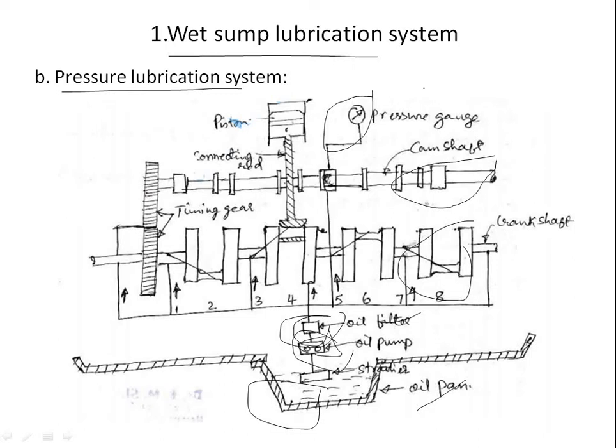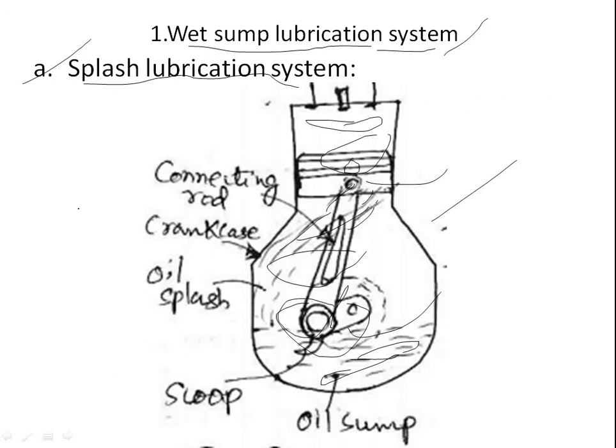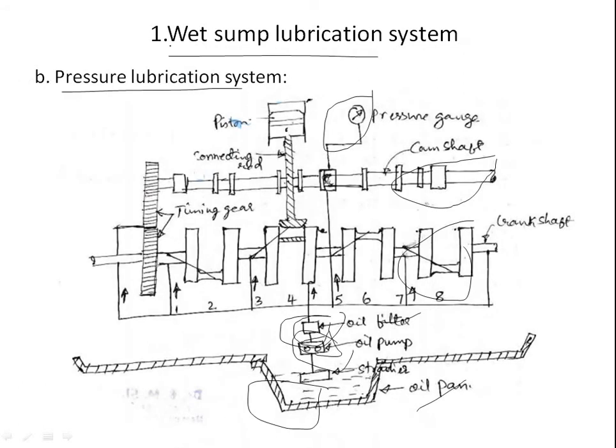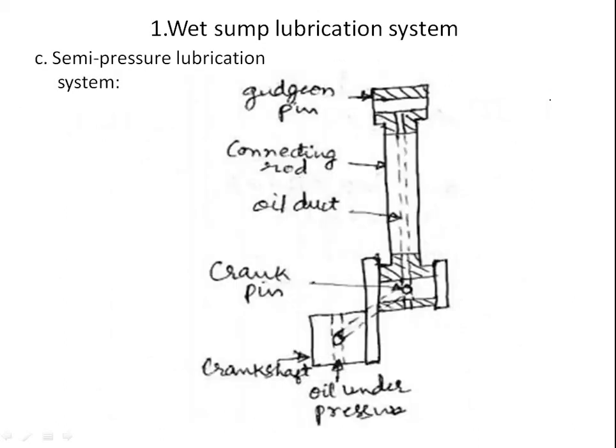A combined splash and pressure lubrication system is even more effective in IC engines. If we combine splash lubrication and pressure lubrication, it will be more effective in IC engines. Next we'll be discussing the semi pressure lubrication system, which also comes under the wet sump lubrication system.